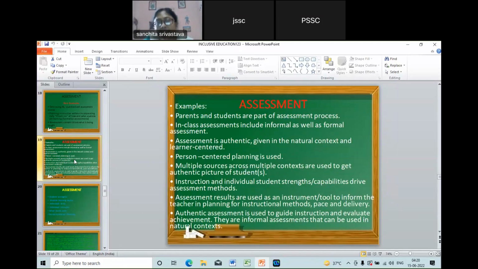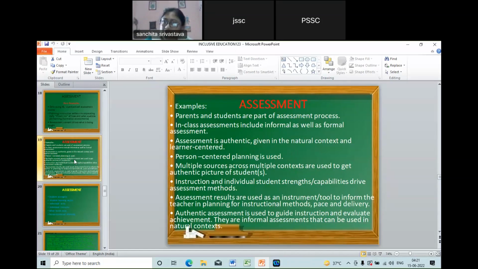In-class assessment includes formal as well as informal ways of assessment. For example, I told you that if the child has dyslexia, he or she will not be able to write the answer in a proper format. But if you can assess that in art integrated form, project work, the child can do wonders. So person centered planning has to be used. You have to find out which child will do what. You cannot take individual tests that way, but you can at least categorize.